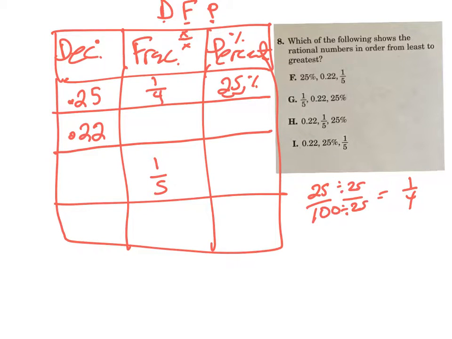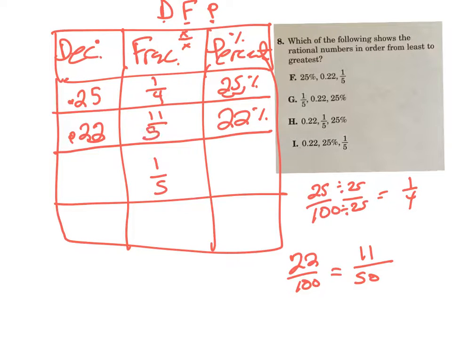Okay, 0.22. I'm going to make that into a percent. Go over to 22%. Now, if I want that as a fraction, it's going to be 22 over 100. Those are both even, so I divide it to 11/50ths. Oops, I did that wrong. 11/50ths. There you go.